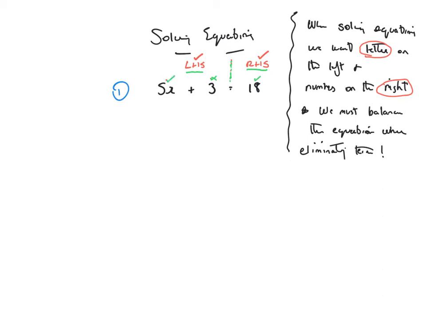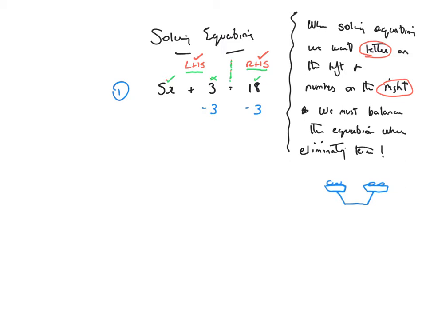So what we need to do then is get rid of this 3 from that side, but to keep the equation balanced we need to get rid of it from both sides. It's like when you've got a set of scales. Whatever you do to one side, you need to do the exact same to the other side. If I took one off, I would need to take one off the other side to keep it balanced.